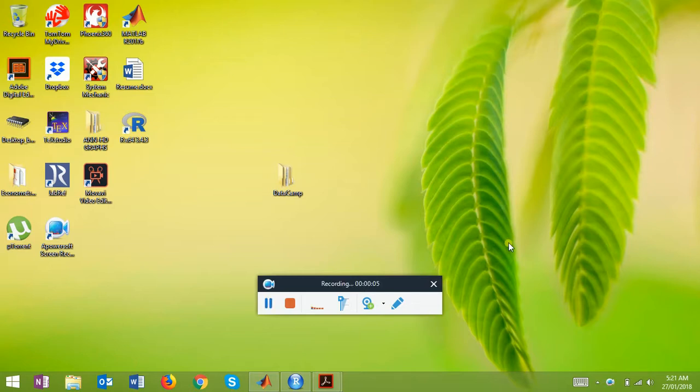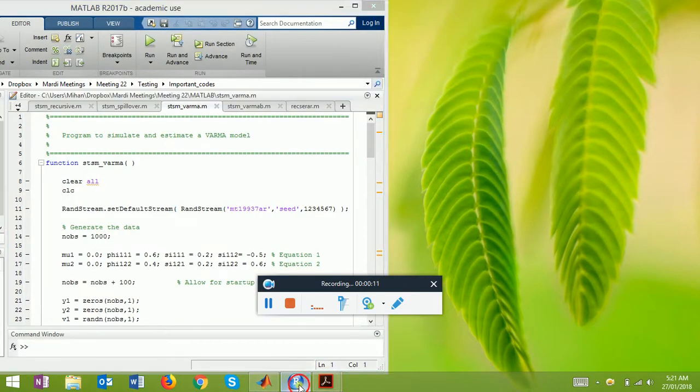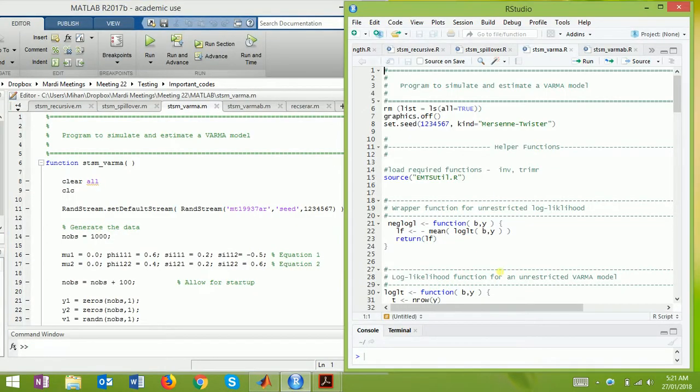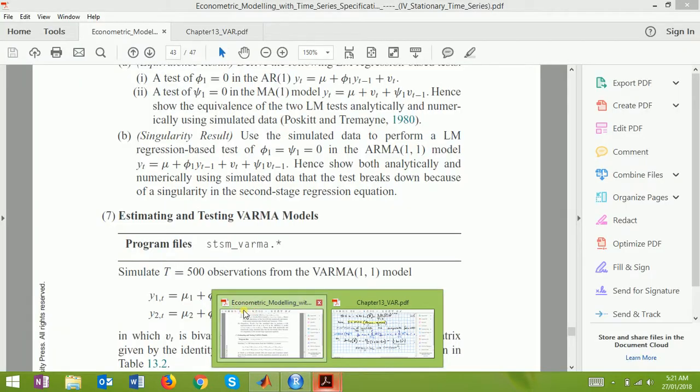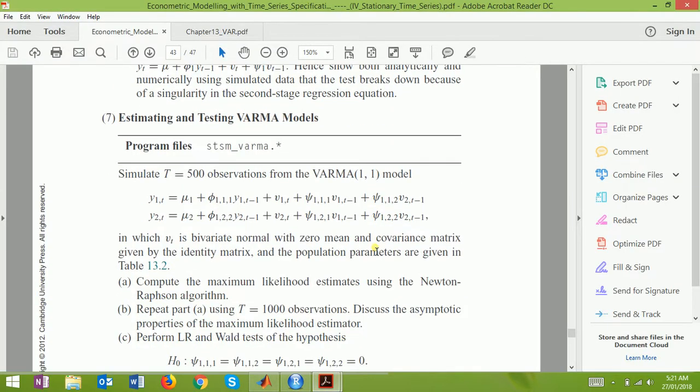We have discussed ARMA models and AR and MA models sufficiently. It is essential that we put our focus on some of the VARMA structure of the models, and that's what we will begin from today. So number 7, the problem we were discussing in chapter 13. So we will move on to the VARMA models.